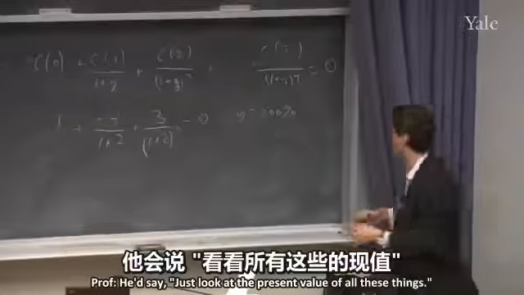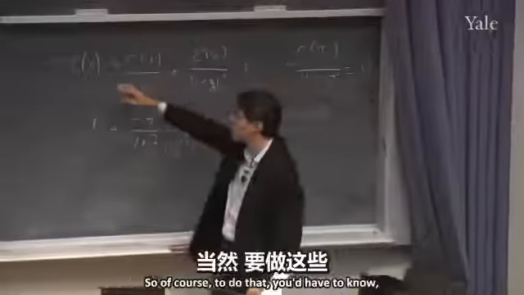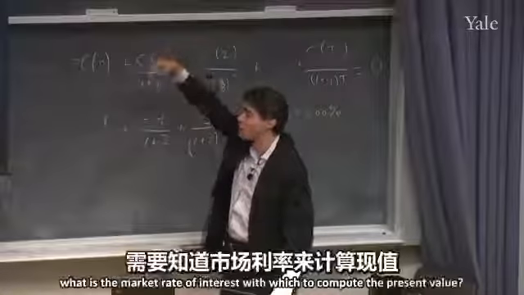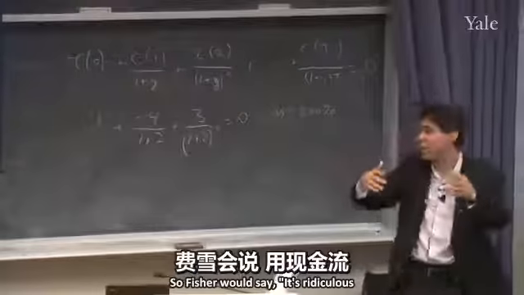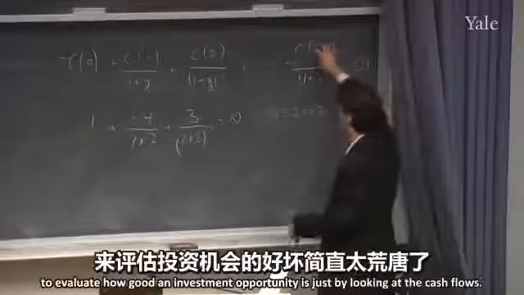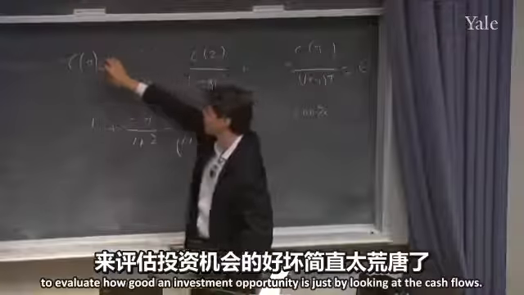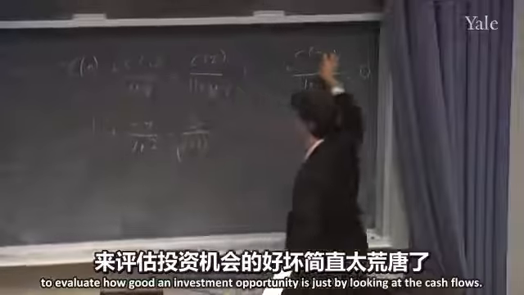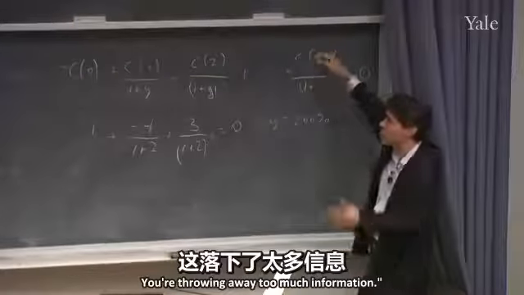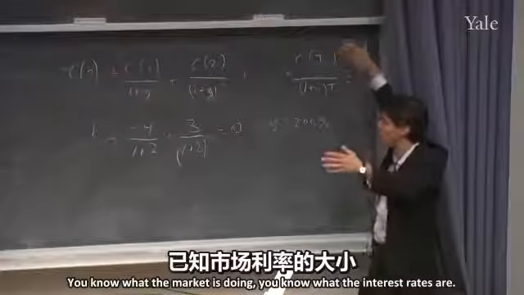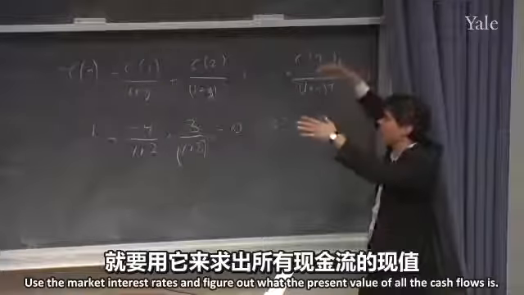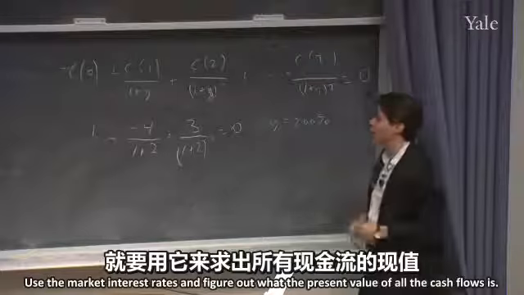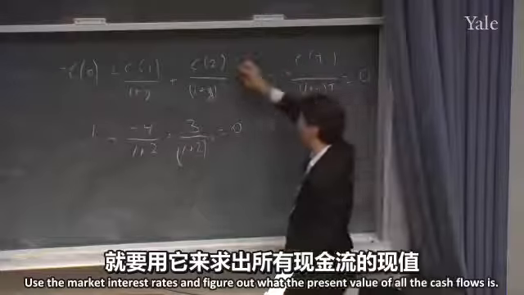Okay, he'd say just look at the present value of all these things. So of course, to do that, you'd have to know what the market rate of interest is with which to compute the present value. So Fisher would say it's ridiculous to evaluate how good an investment opportunity is just by looking at the cash flows. You're throwing away too much information. You know what the market is doing. You know what the interest rates are. Use the market interest rates and figure out what the present value of all the cash flows is.